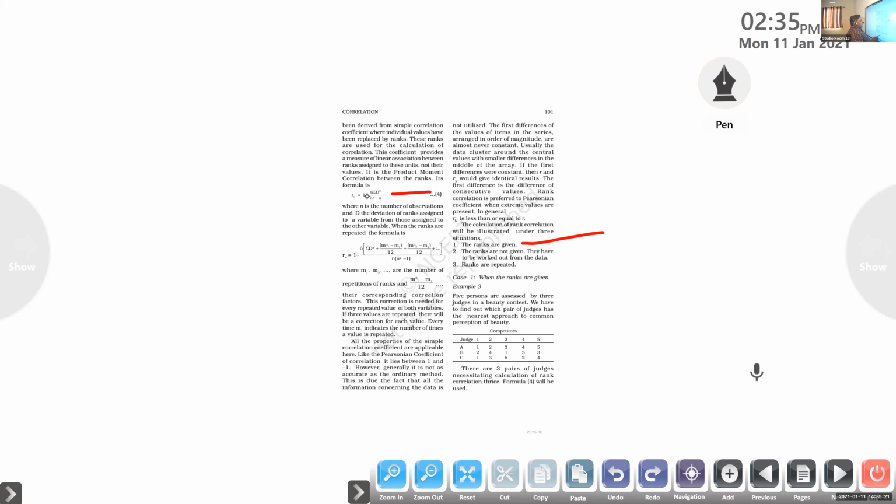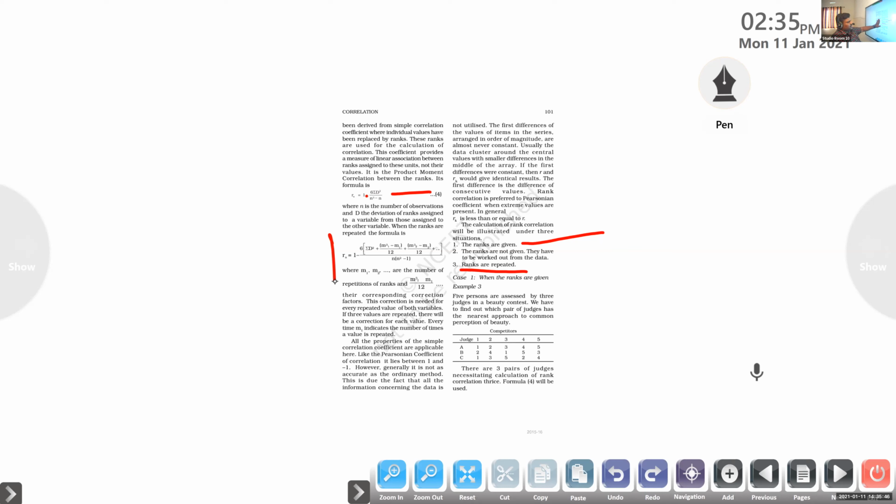Next one, ranks are repeated. If the ranks are repeated, we want to go for another equation that is mentioned here. Rs is equal to 1 minus 6 into sigma d square plus m1 cube minus m1 divided by 12 plus m2 cube minus m2 divided by 12, all divided by n into n square minus 1. Clear? So this is the equation for that method.